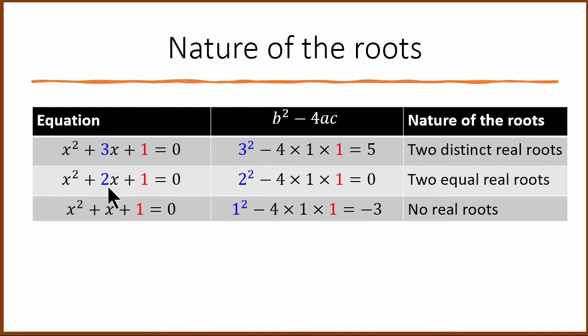The second equation is x squared plus 2x plus 1 equals 0, where b is 2, so in other words 2 squared minus 4, which is 0, hence we have two equal real roots. Third one, instead of 2x we have x, and b squared will be 1, 1 minus 4 is minus 3. We say that in this equation the answer is there are no real roots, because discriminant is negative, there are no real roots.